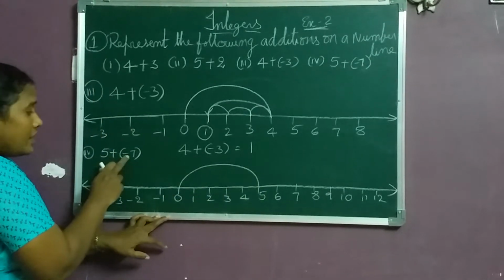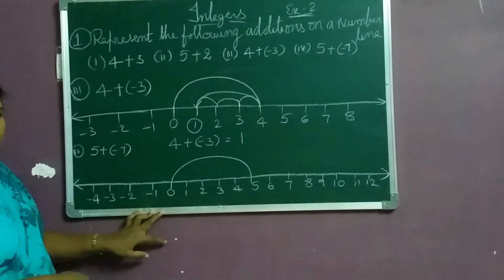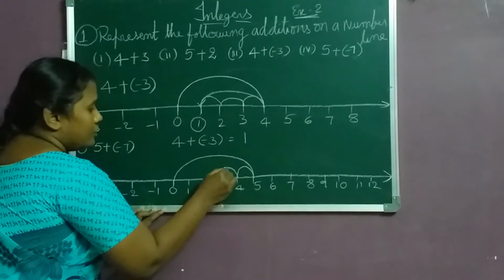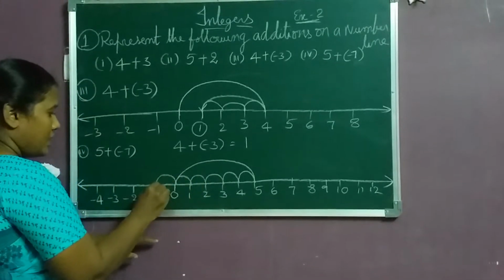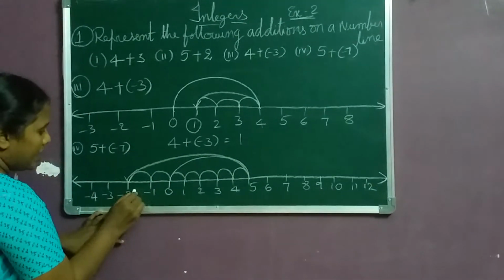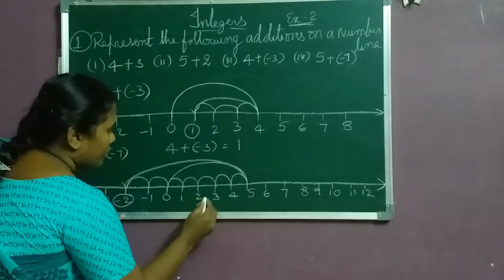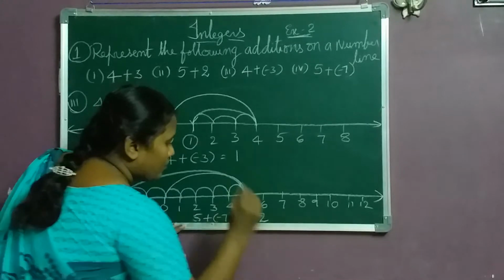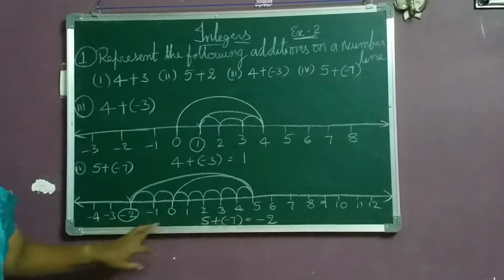After, adding negative integers, you want to move left direction. You should do left direction. 1, 2, 3, 4, 5, 6, 7. Answer is minus 2. 5 plus minus 7 is equal to minus 2.